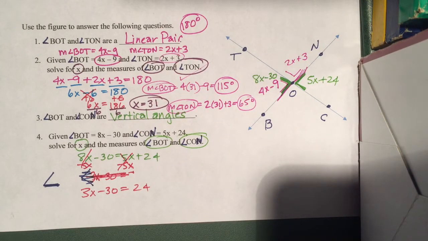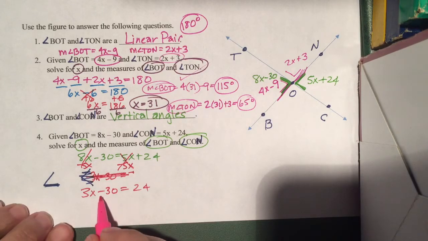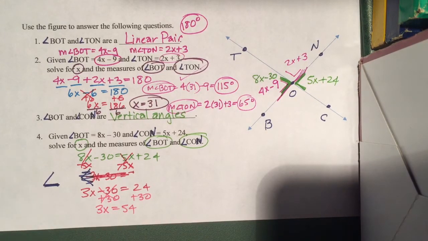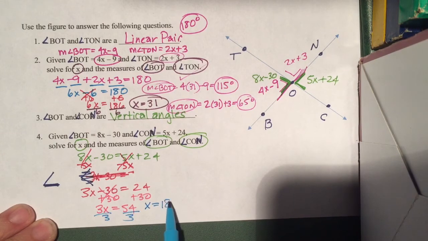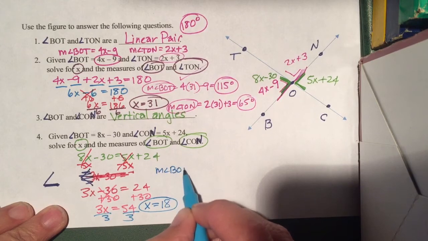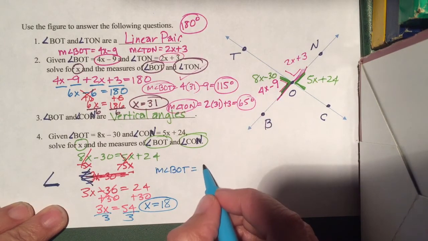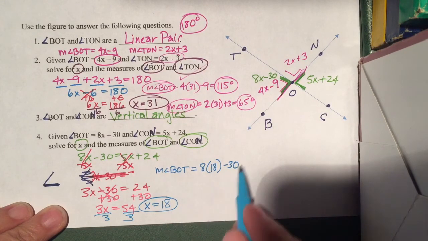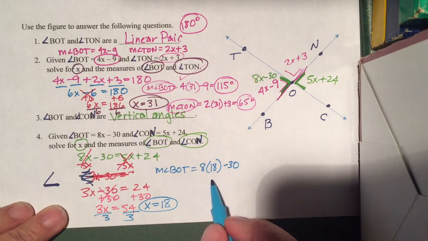So now I'm going to add 30 to both sides, so 3x equals 54. And then I'm going to divide both sides by 3, so x is going to equal 18. Now x is 18, so now I want to find the measure of angle BOT. BOT is 8x minus 30. X is 18. So you got 144 minus 30 is 114.